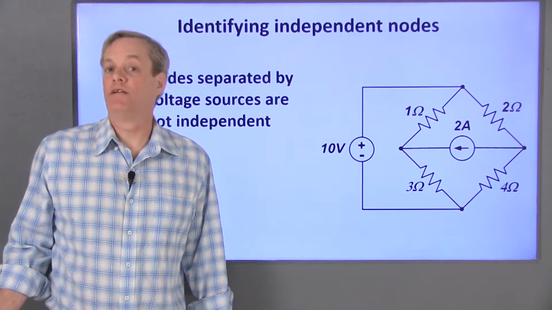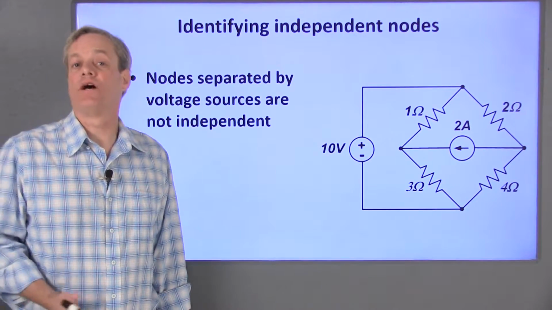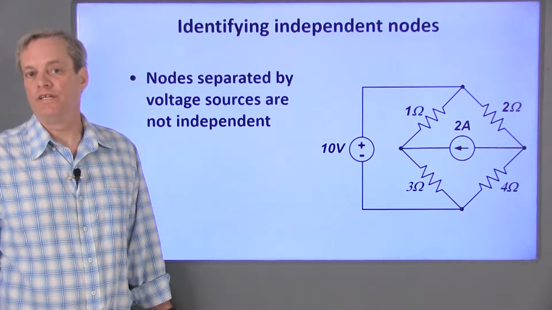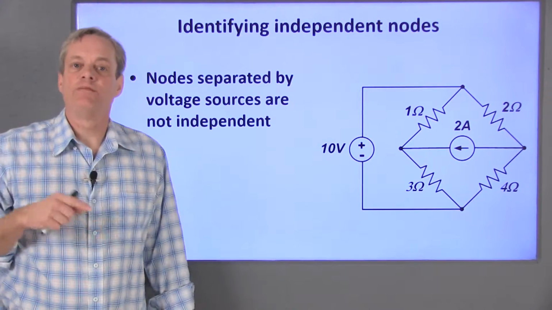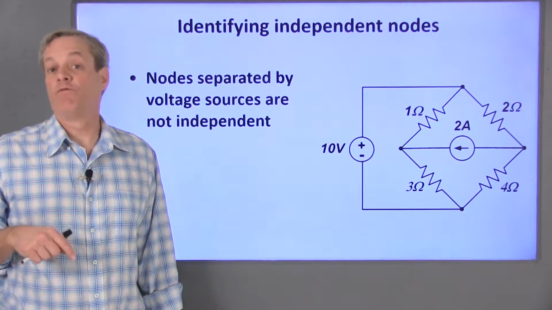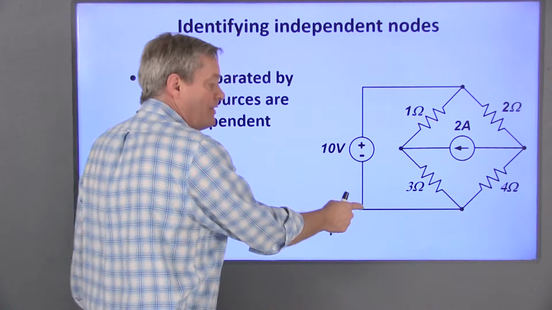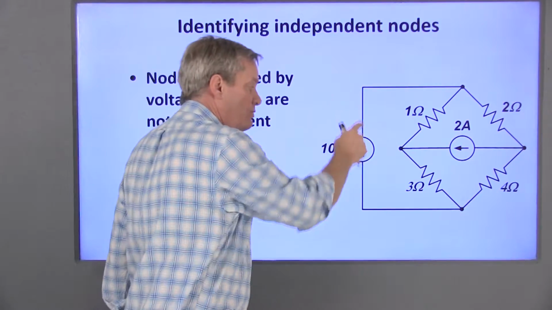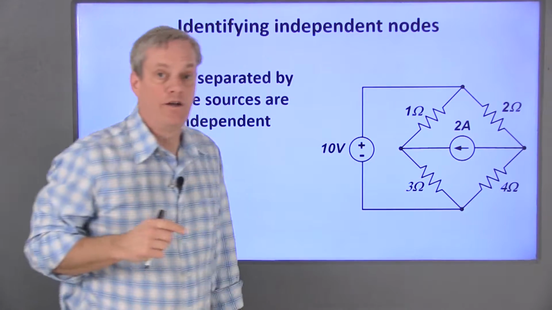Identifying the number of independent nodes is important, since that'll tell you how many equations you need to write and solve. Next, I'll give you a few guidelines about how to determine the number of equations you'll need if you use nodal analysis. Independent nodes are separated by circuit elements other than voltage sources. The nodes at the terminals of a voltage source are not independent. In this example, there's a 10-volt difference between this node and this node. The voltage difference between these two nodes is known. I don't need to create two unknowns there.